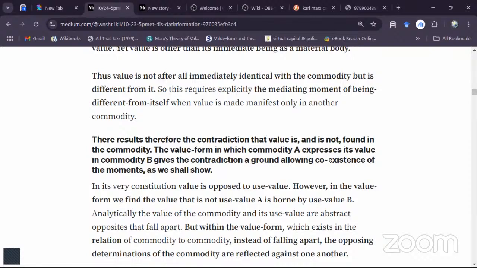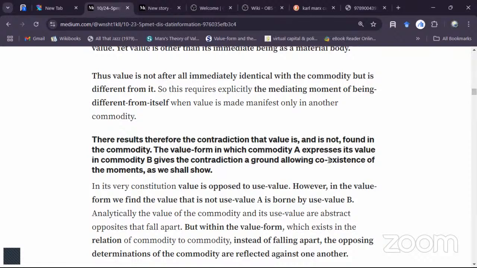In its very constitution, value is opposed to use value. However, in the value form, we find the value that is not use value A is borne by use value B. That's that moment between A and B. Analytically, the value of the commodity and its use value are abstract opposites that fall apart. But within the value form, which exists in the relation of commodity to commodity, this is because you are comparing use value A with use value B. And yes, that may seem oversimplified, but in fact, we're moving from the simple example to the general form. This is the micro version.